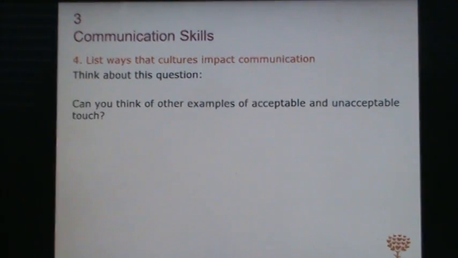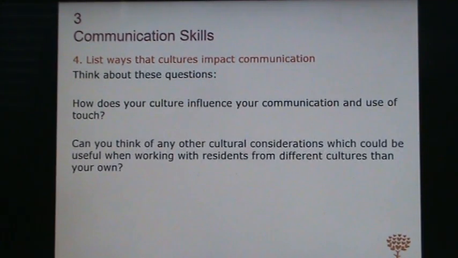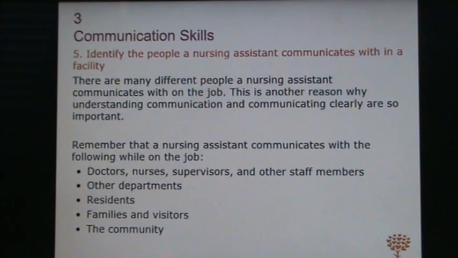As a matter of fact, even when you're greeting another staff at the facility, be careful even with your colleagues. So think of acceptable and unacceptable touching and hugging, okay? Whatever is appropriate in your culture, when you're at the facility, you're going by the culture here and your facility policy regarding those types of things.